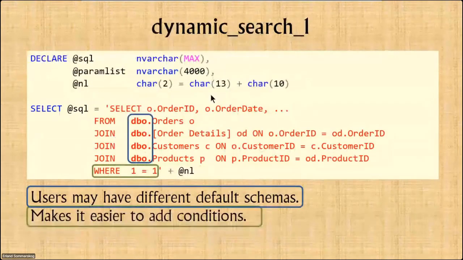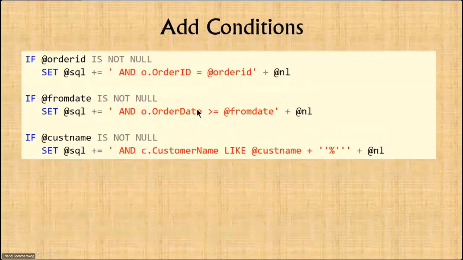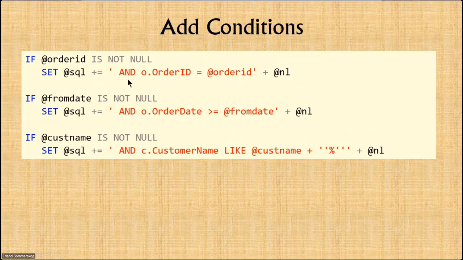So I check, well, if @orderid is not null, then I add a condition, O.OrderID equals @orderid. If @fromdate is not null, then add O.OrderDate greater than or equal to @fromdate. If @custname is not null, I add a condition, custname like @custname plus %. I did not include all of them, but you can see the pattern is fairly simple and repetitive.